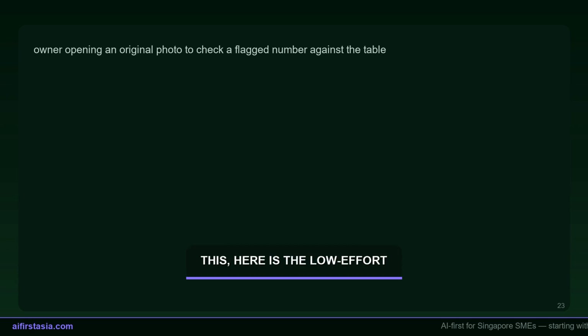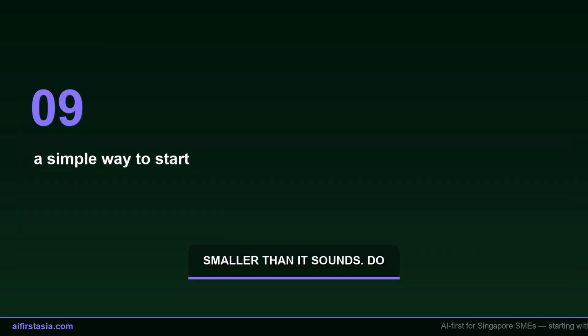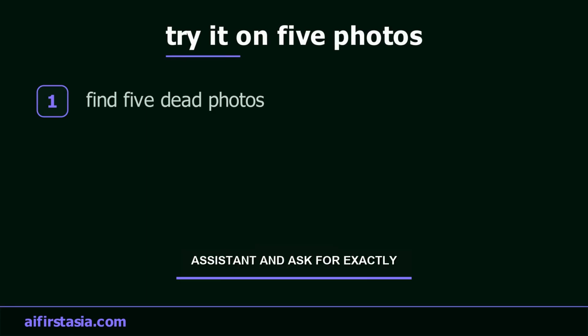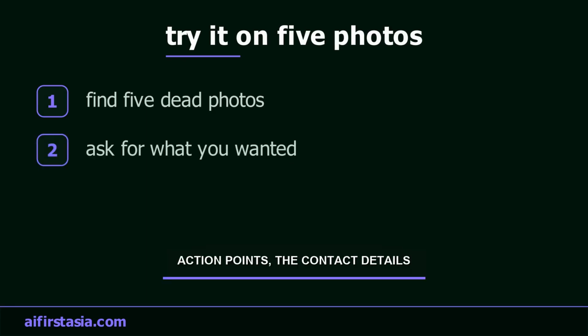If you want to try this, here is the low-effort way in, and it is smaller than it sounds. Do not start with your most important documents. Open your phone, find the photos you took this month that you never did anything with, the whiteboard, the name cards, the handwritten note from a site visit. Pick 5. Give them to an AI assistant and ask for exactly what you wanted from them in the first place, the action points, the contact details in a row, the measurements.